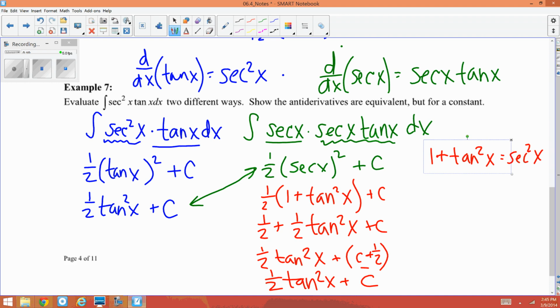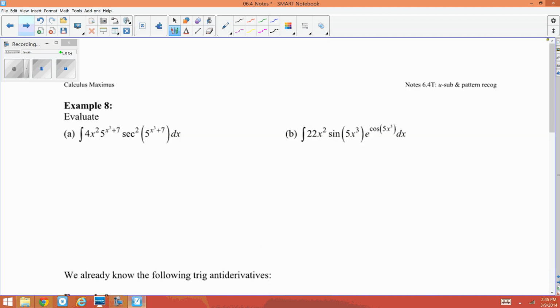Example 8, I think I'll finish with 8 or 9. I'm not sure yet. Let's take a look. This is a pretty neat problem. Wow, look at that function, right? But we see that this is maybe a more complicated function.